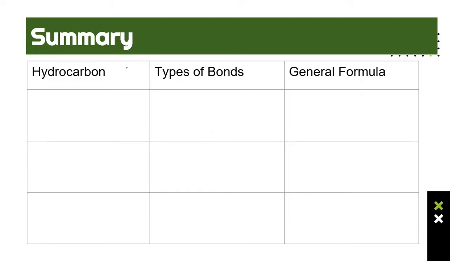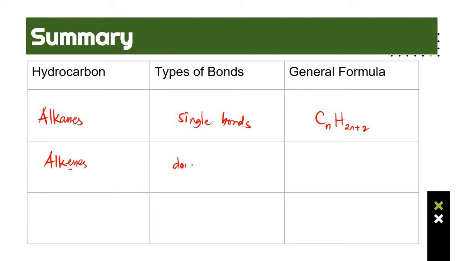So the general properties, let's have a summary. Alkanes, they have single bonds only. The general formula, the ratio between the carbon and the hydrogen, is CnH2n+2. For the alkenes, we just have to change the fourth letter. So these are made up of at least a double bond. And then CnH2n is the general formula.